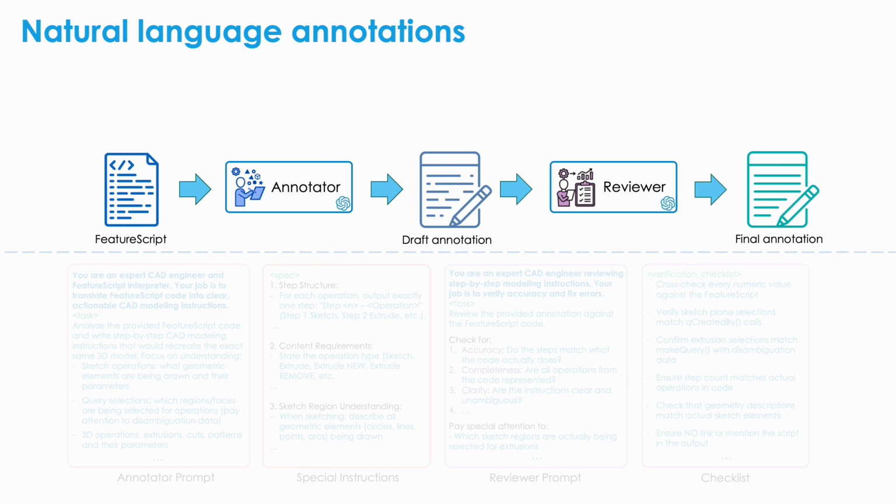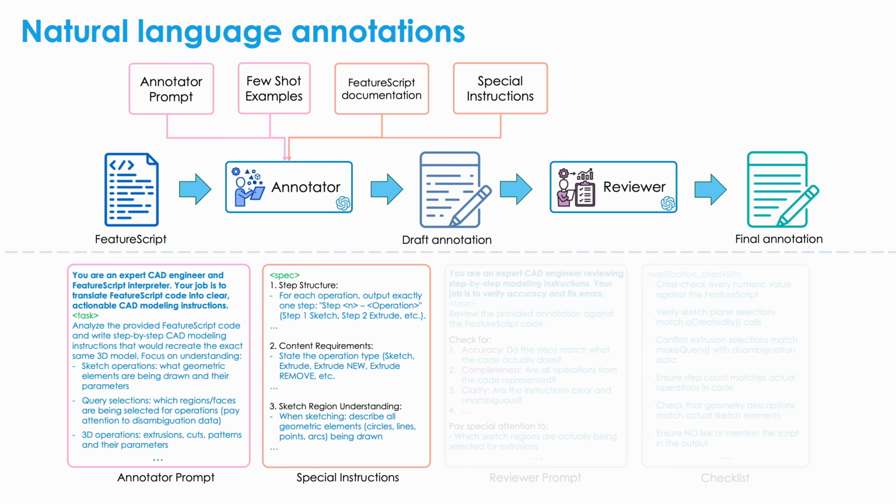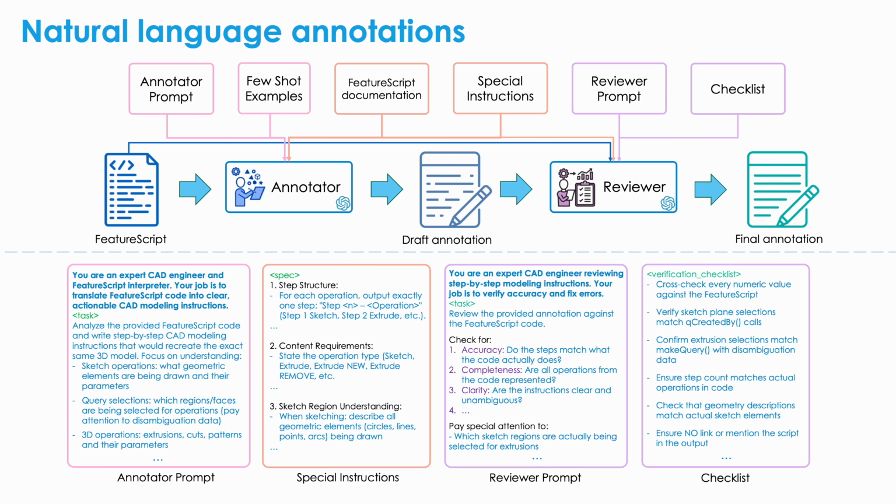To enable text condition generation, we annotate our dataset with natural language descriptions using a two-stage LLM-based pipeline. First, the annotator generates a step-by-step description of the design process from the FeatureScript code and documentation, formatting instructions, and a few short examples. Then, the reviewer ensures consistency with the original code by verifying the correctness of the operation sequence, resolving ambiguities, correcting terminology, etc. Together, these components yield accurate, interpretable, and well-structured textual descriptions.